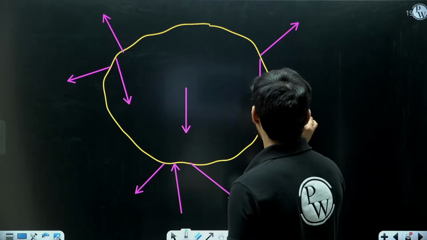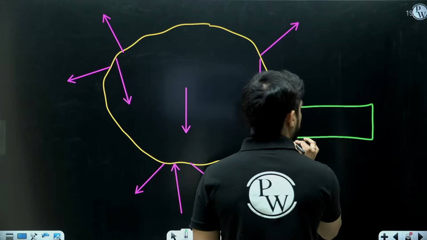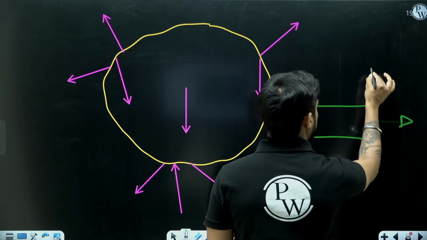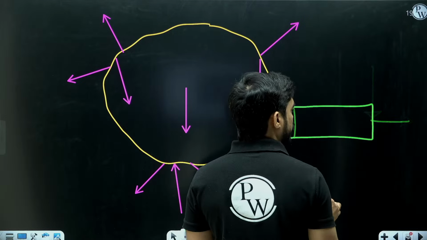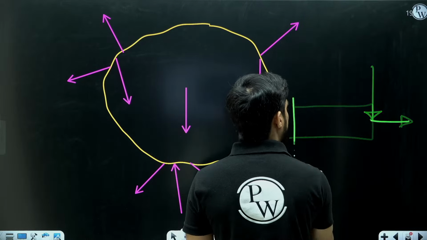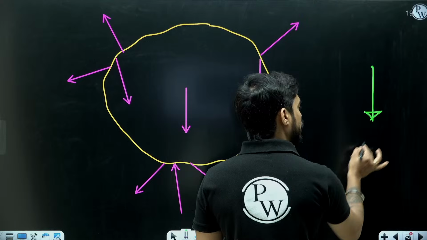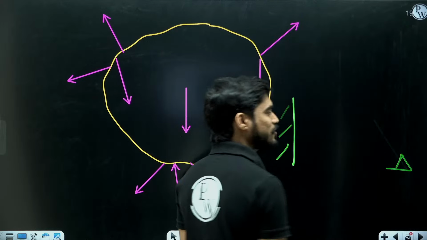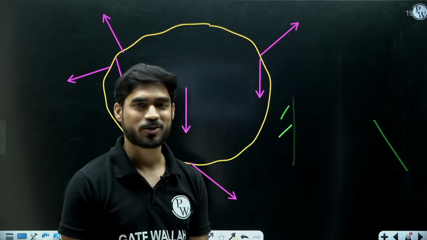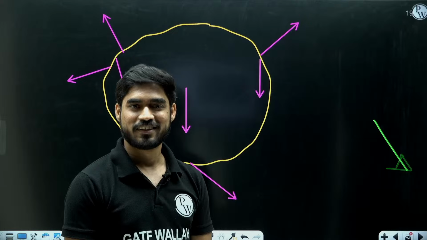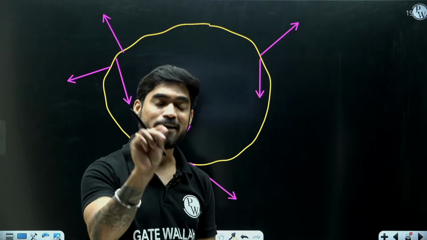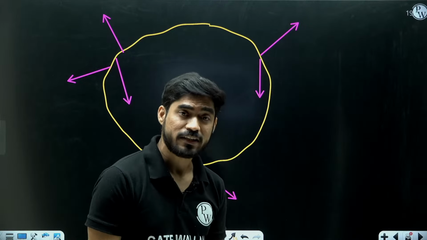If a body, let's say a beam, is subjected to a horizontal force as well as a vertical force, and in strength of material I ask you to calculate stress, you will not calculate the resultant of these two forces and then calculate stress. No, you will not do that. So in strength of material, why don't we calculate the resultant?